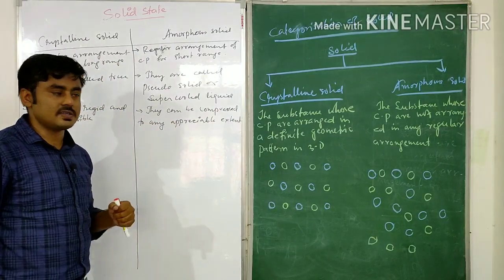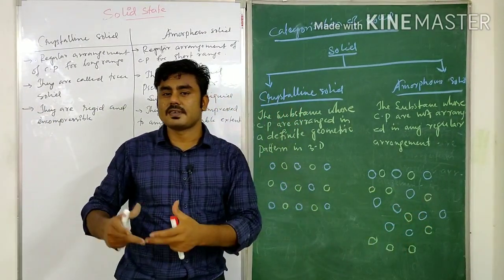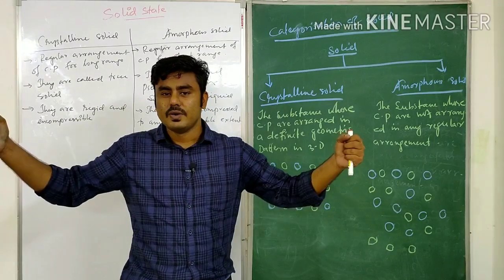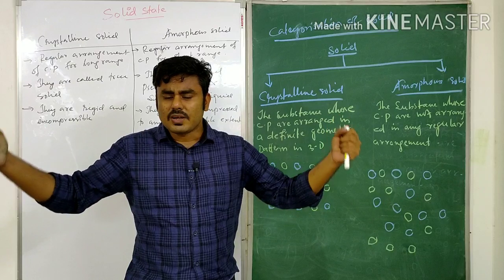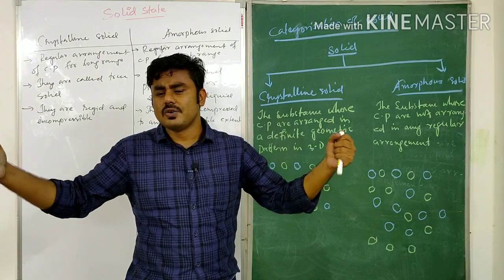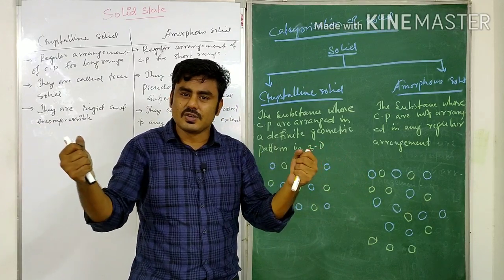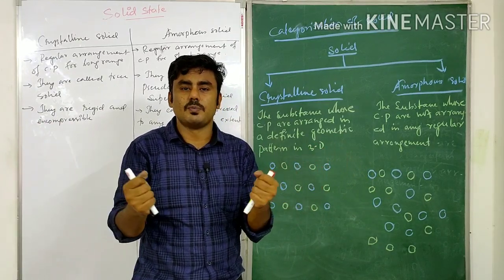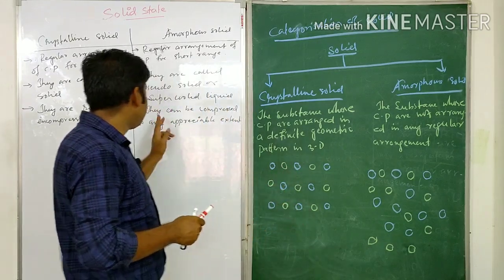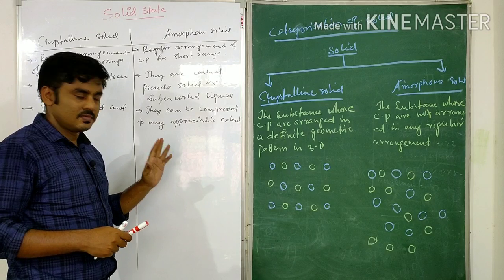But in the case of amorphous solids, the constituent particles are haphazardly, randomly arranged. So if you put pressure over the solid, it will compress. The more pressure you give, the more it will compress. Again more pressure, again more will compress. So they can be compressed to an appreciable extent.